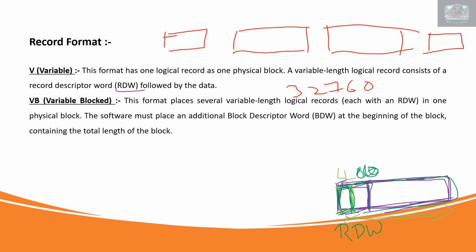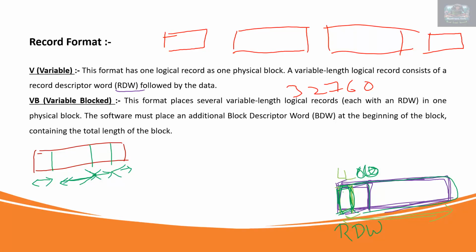So it would be like this. Suppose this is a block of data, and in this the data could be a smaller one, a bigger one, a smaller one. So it means the block size is not fixed like before. Here it is variable blocks, variable records.